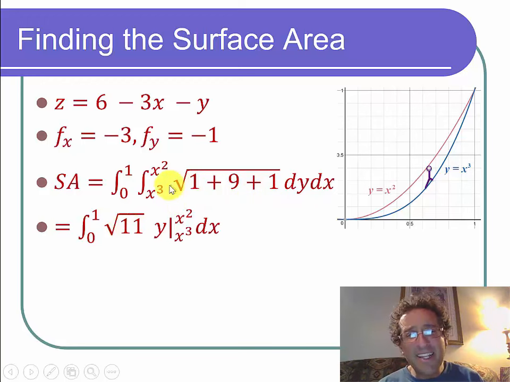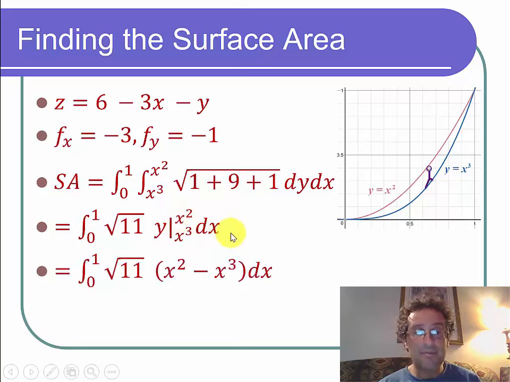And then if I take the integral of the square root of 11 dy, square root of 11 is a constant, so the integral of the square root of 11 dy is just the square root of 11 y. And we're plugging in x cubed to x squared dx. So if I plug that in, I get the integral from 0 to 1 of the square root of 11 times x squared minus x cubed dx.